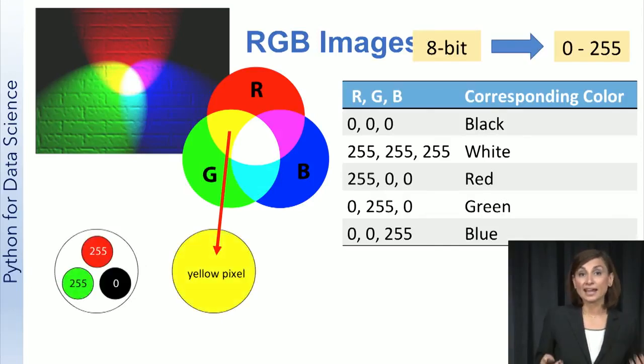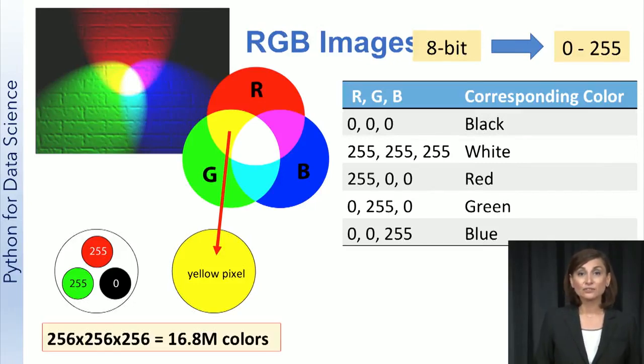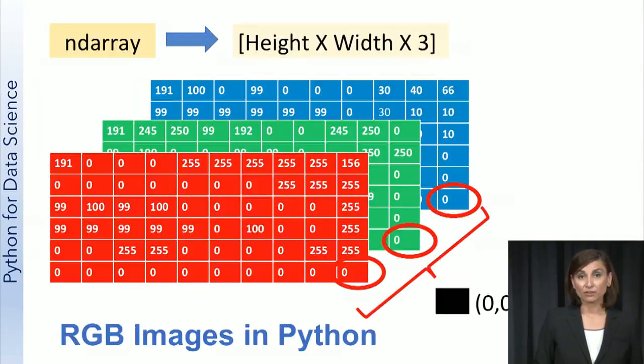Since each number is an 8-bit number, the values range from 0 to 255. For example, a yellow value can be identified by 255, 255, and 0 for RGB, as we see in this diagram. If all three values are at full intensity, that means they are 255, it shows as white. If all three colors are muted or have the value of 0, the color shows as black. Since each value can have 256 different intensity or brightness values, it makes 16.8 million total shades. In Python, RGB images are ND arrays of shape height times width times 3 for each RGB layer.